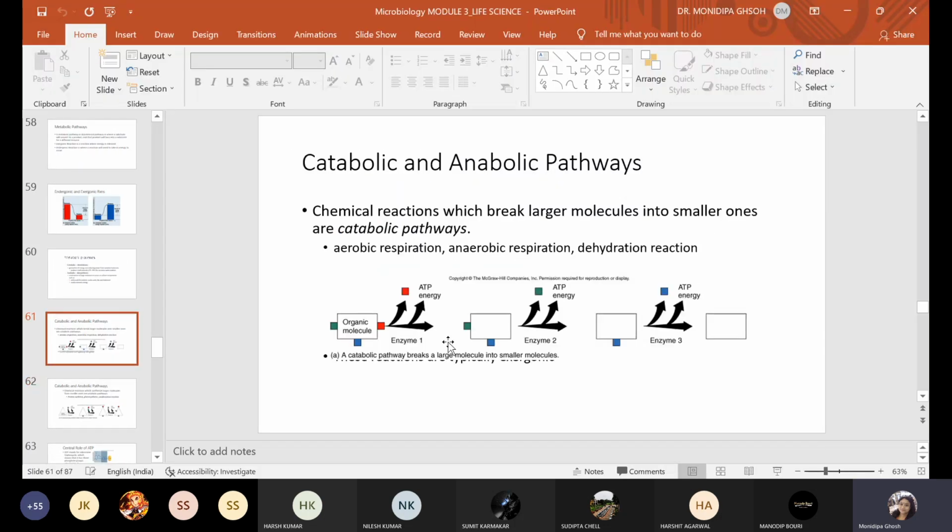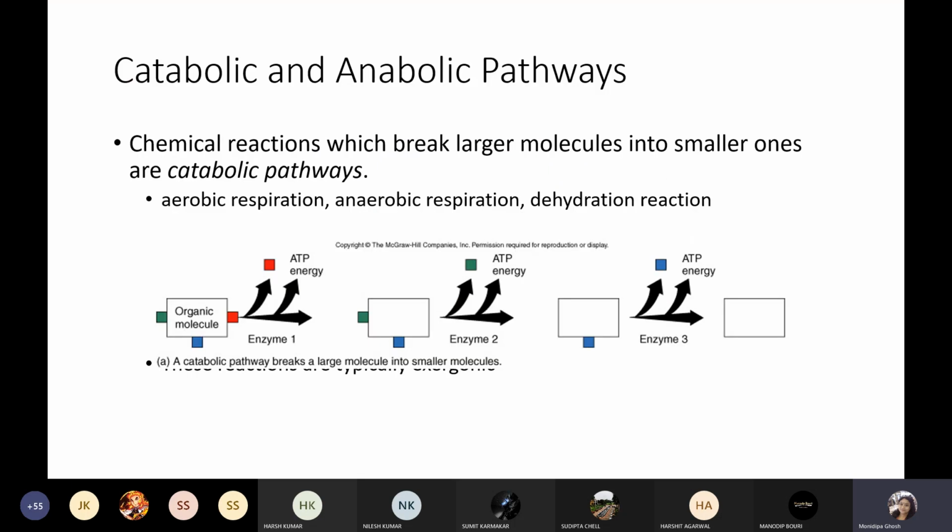Now the catabolic and anabolic pathways, if you reconcile them: the chemical reactions which break larger molecules into smaller ones are the catabolic pathway, like aerobic respiration, anaerobic respiration, dehydration, all on organic molecules, where with the help of some enzyme, ATP is released. So when you are respiring, after respiration, ATP is released from an organic molecule and some byproducts are produced. You just see all the steps, it is ATP releasing.